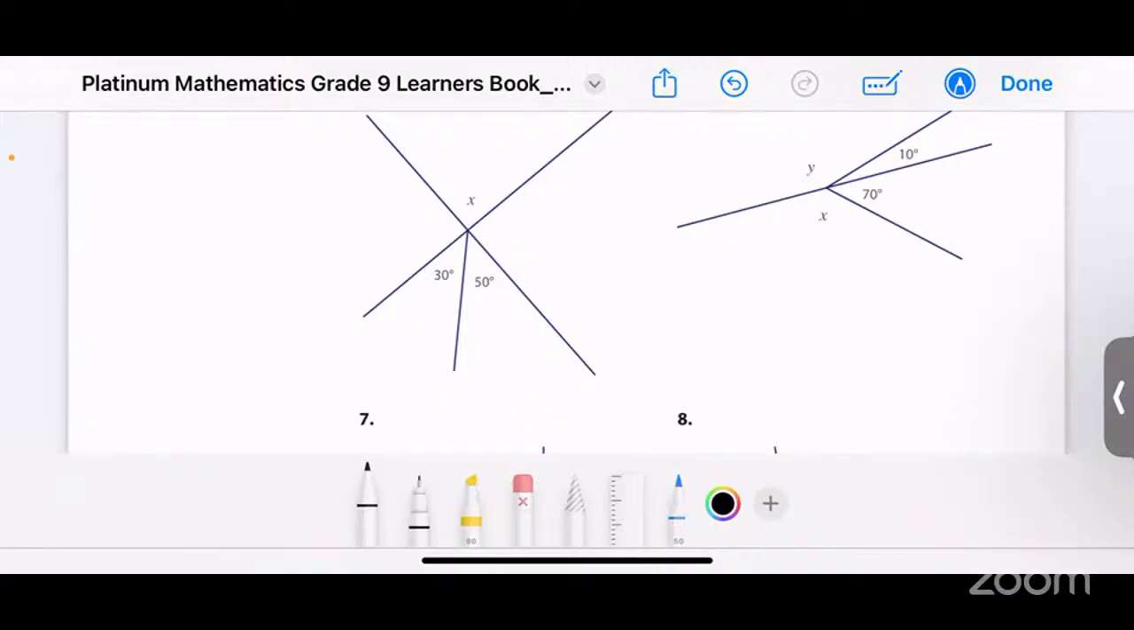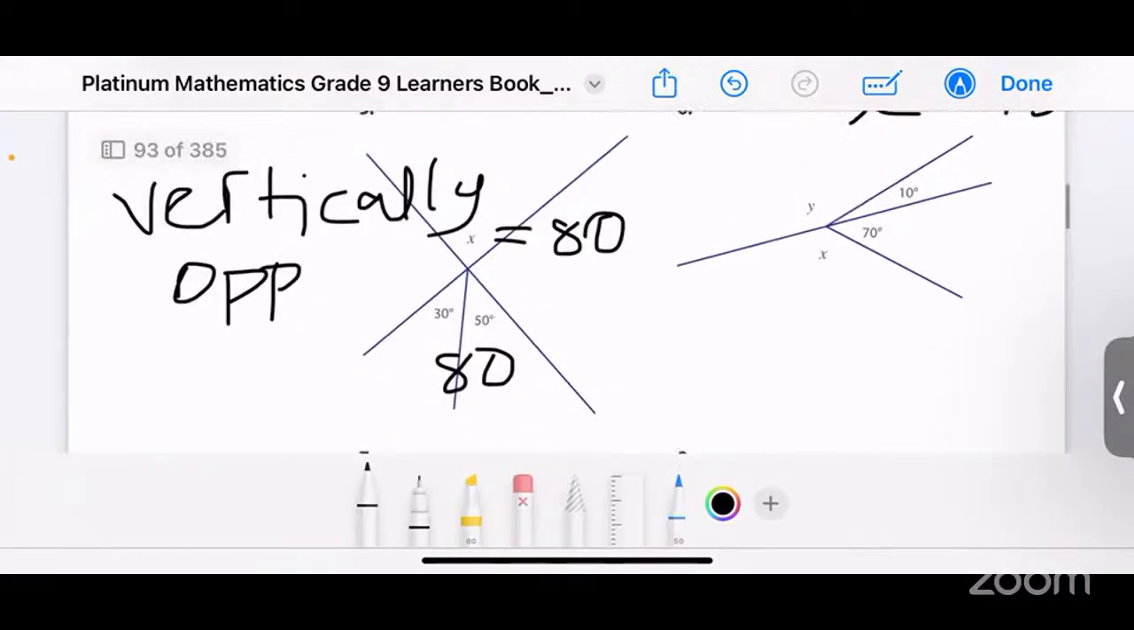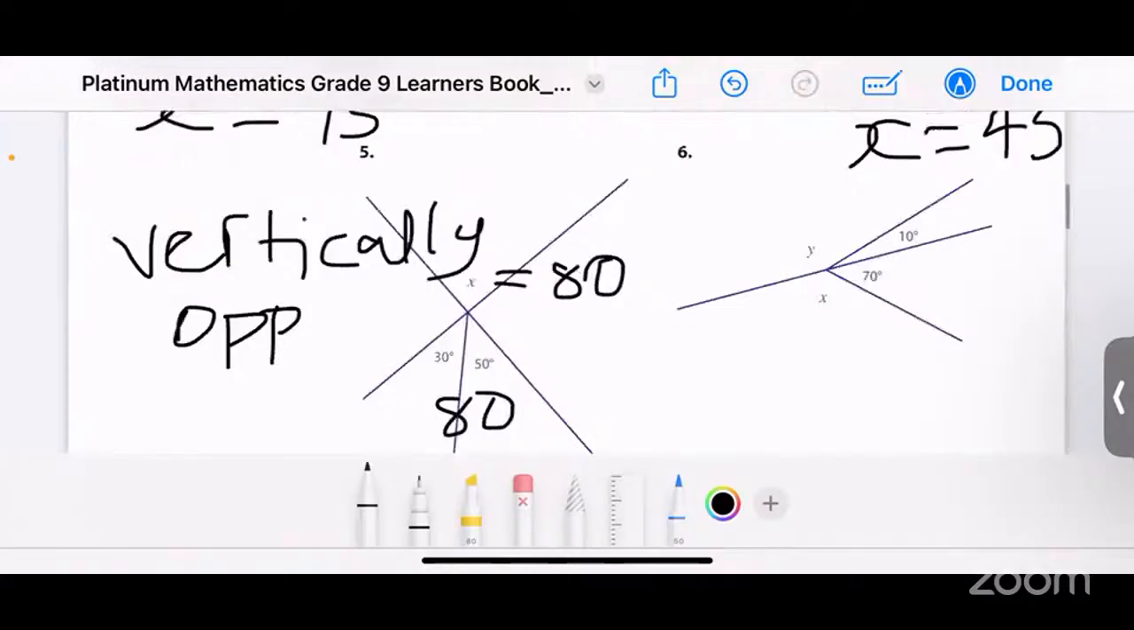We're going to say 30 plus 50, and then x is going to be equals to 80 because of vertically opposite angles. Well done. These are vertically opposite. So here it's 80. X is equals to 80. Then we move to number 6.